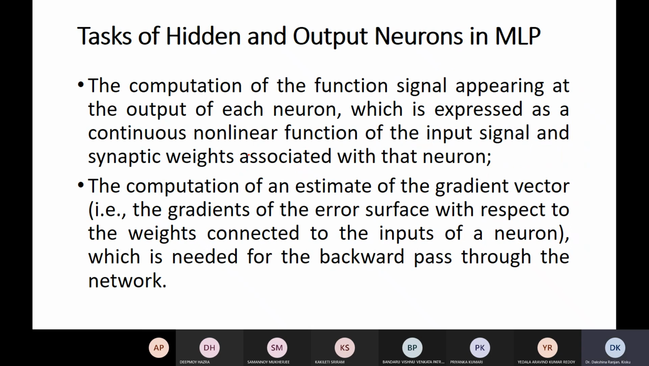Now, what are the different tasks of hidden and output neurons in an MLP? If we consider hidden and output neurons in a multilayer perceptron, the computation of the function signal appears at the output of each neuron. When we compute the functional signal which appears at the output of each neuron, it is expressed as a continuous nonlinear function of the input signal and the synaptic weights associated with the neuron.